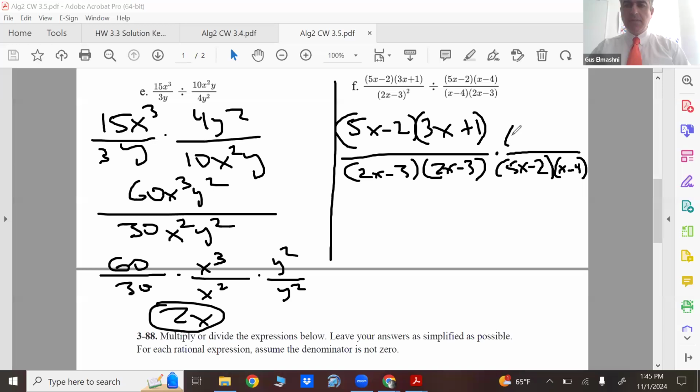That's properties of exponents. That's what you're doing. Okay. We're good? Yeah. Cool.